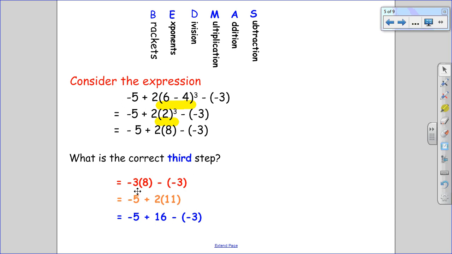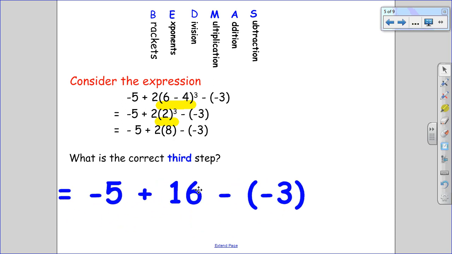So if I take a look, this gave me -3 times 8. That did addition first. That one's not going to cut it. This one here, -5 plus 2 times 11. Oh, it did the subtraction first. That one doesn't work. This one here, did it do the multiplication first? 2 times 8? Absolutely. So we can see our third step.